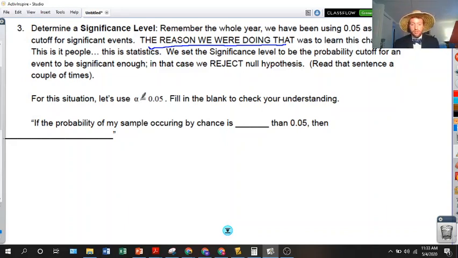So look at the notation. Alpha shows up again. Fill in the blank to check your understanding. So if the probability of my sample occurring by chance is less than alpha, because we want an extreme event, so the probability needs to be small, then we reject the null hypothesis.